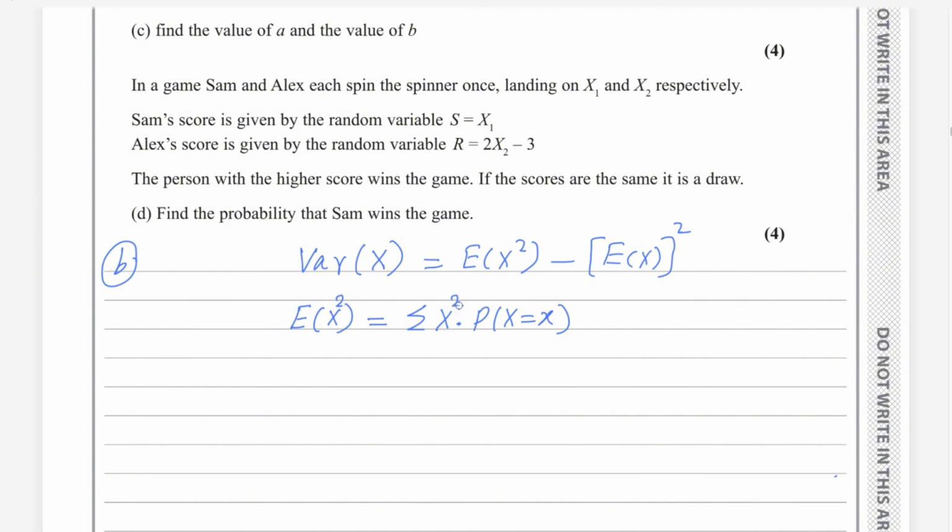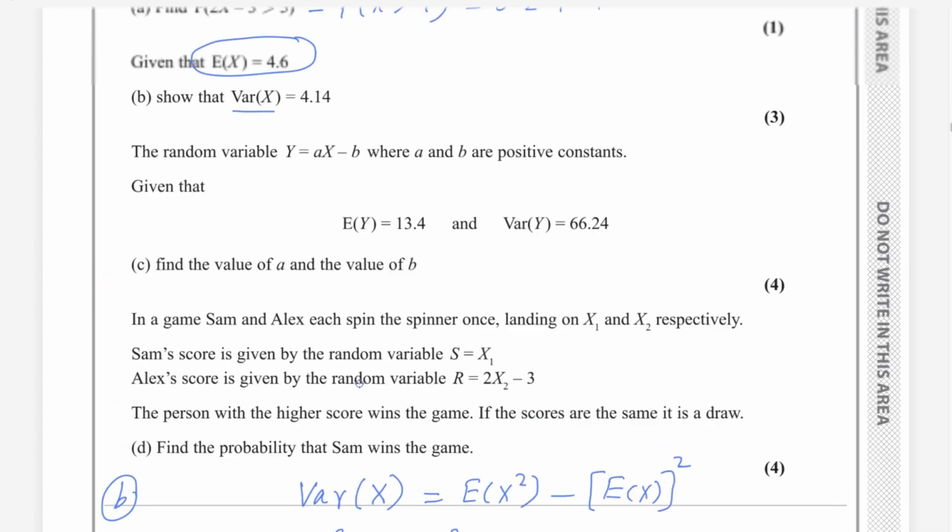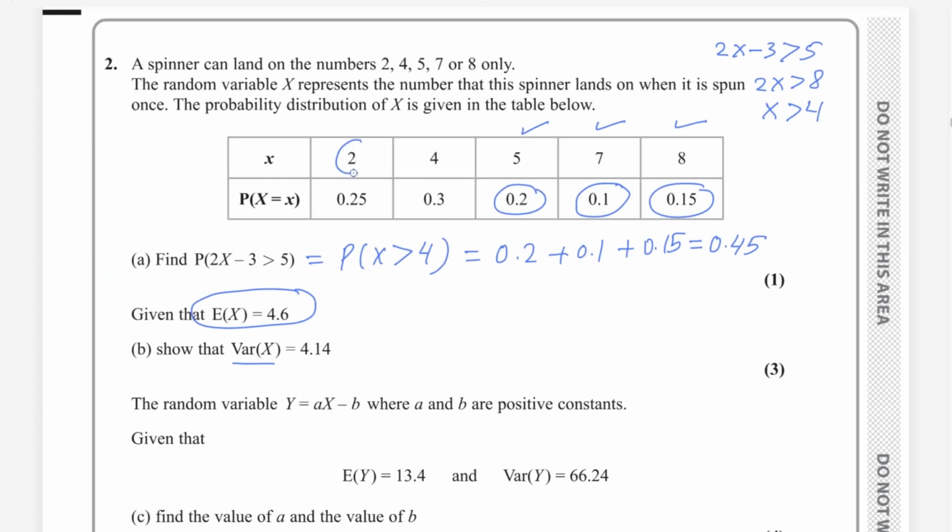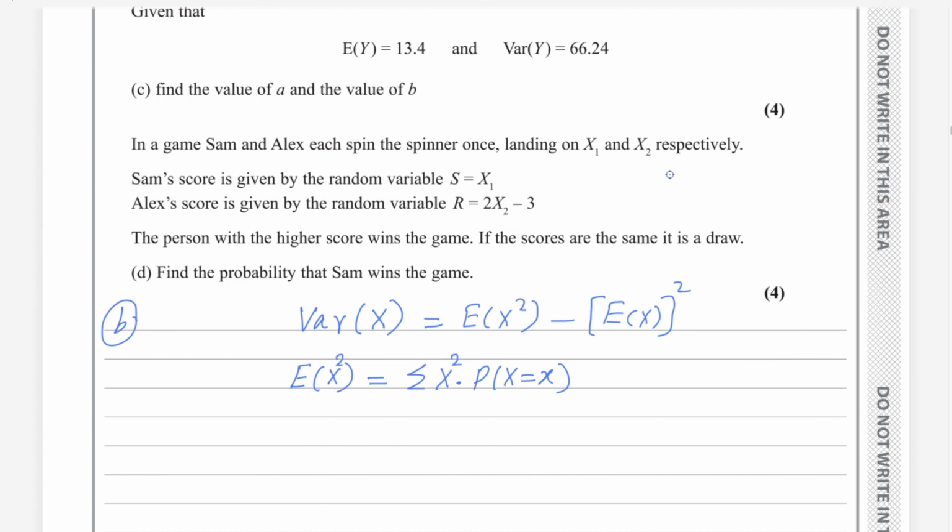So here you write x square. So x square will multiply by probability of x equals x. Now what we will do, we will take the square of these numbers and then multiply by these probabilities, like 2 square multiply 0.25, 4 square multiply 0.3, 5 square multiply 0.2, 7 square multiply 0.1, 8 square multiply 0.15, and then add these values together to get the answer of expected value of x square.